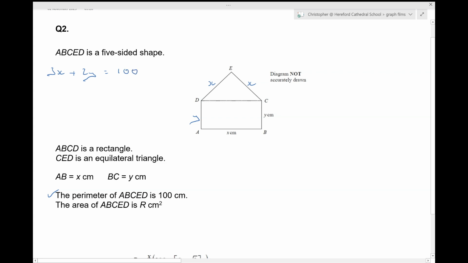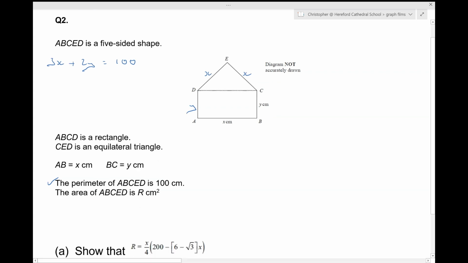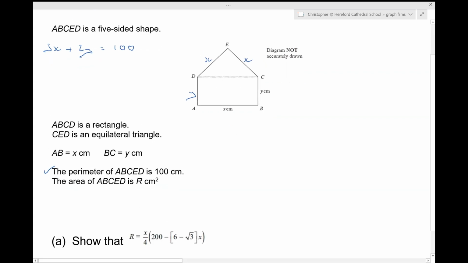Great. Now I'm told that the area is r square centimetres, and I'm asked to show that r is equal to that expression there. So what I'm going to do is I'm going to get my own expression for r. First of all, so what is the area of this shape going to be? Well, it's a rectangle, which has an area of xy, and an equilateral triangle.